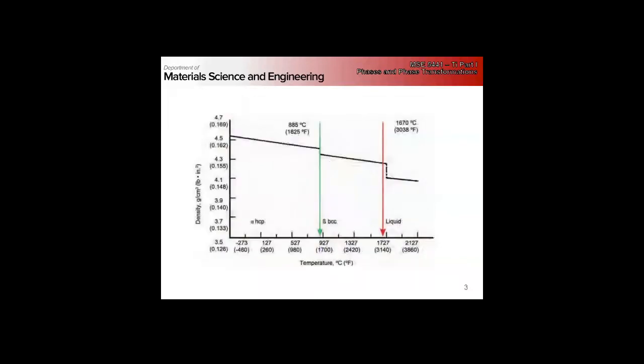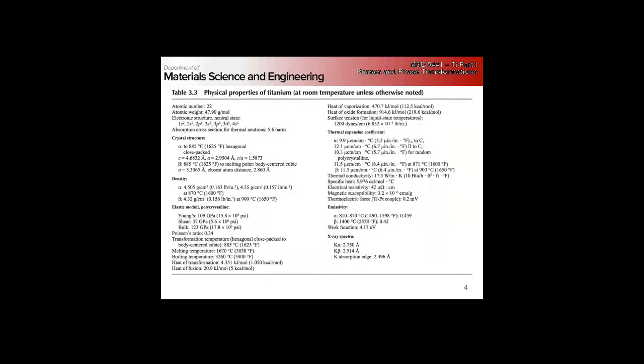Okay, so we do have a volume change, right, at the transus, right? So BCC being the more open structure, going from close packed to BCC, we get a volume change. Physical properties, these are just here for your reference, but note the Young's modulus of 109 gigapascals, and density is on here somewhere, right?